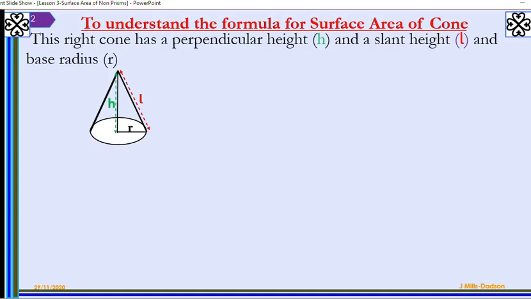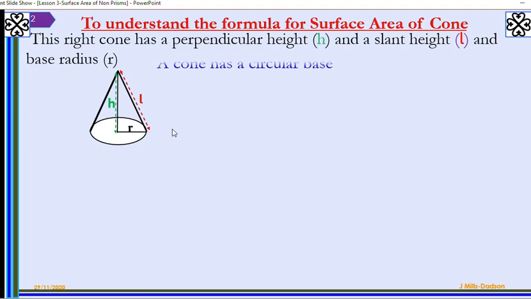We have a cone. And what are the properties? This particular cone is a right cone, with a vertical height in the exact middle and a slant height. So a cone has a radius, a perpendicular height to the radius, and a slant height. Now if you look carefully, you can see a cone has two faces: the circular base and a curved side.